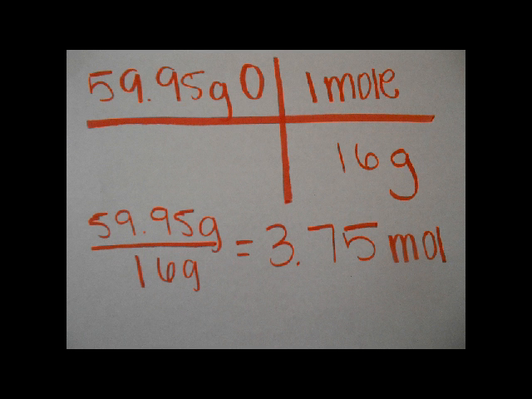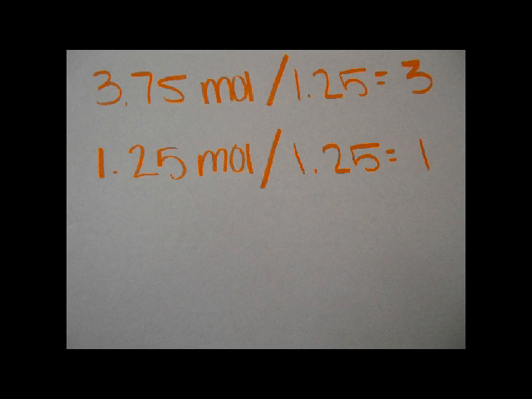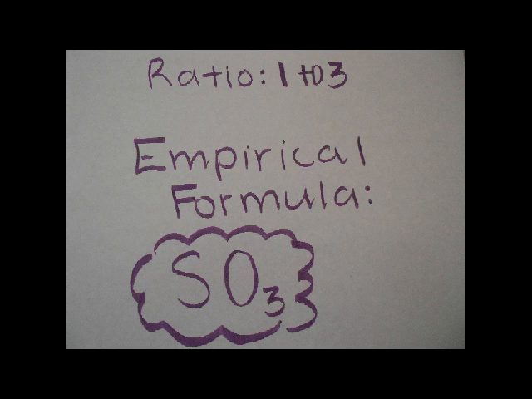Now I have 59.95 grams of oxygen over 1 and 1 mole over 16 grams of oxygen. So 59.95 grams divided by 16 grams gives me 3.75 moles. With this information, you're going to want to divide the two numbers by the smallest number, which in this case is 1.25. So 3.75 divided by 1.25 gives you roughly 3, and 1.25 divided by itself gives you 1. So now your ratio of sulfur to oxygen is 1 to 3, and your empirical formula would be SO3.